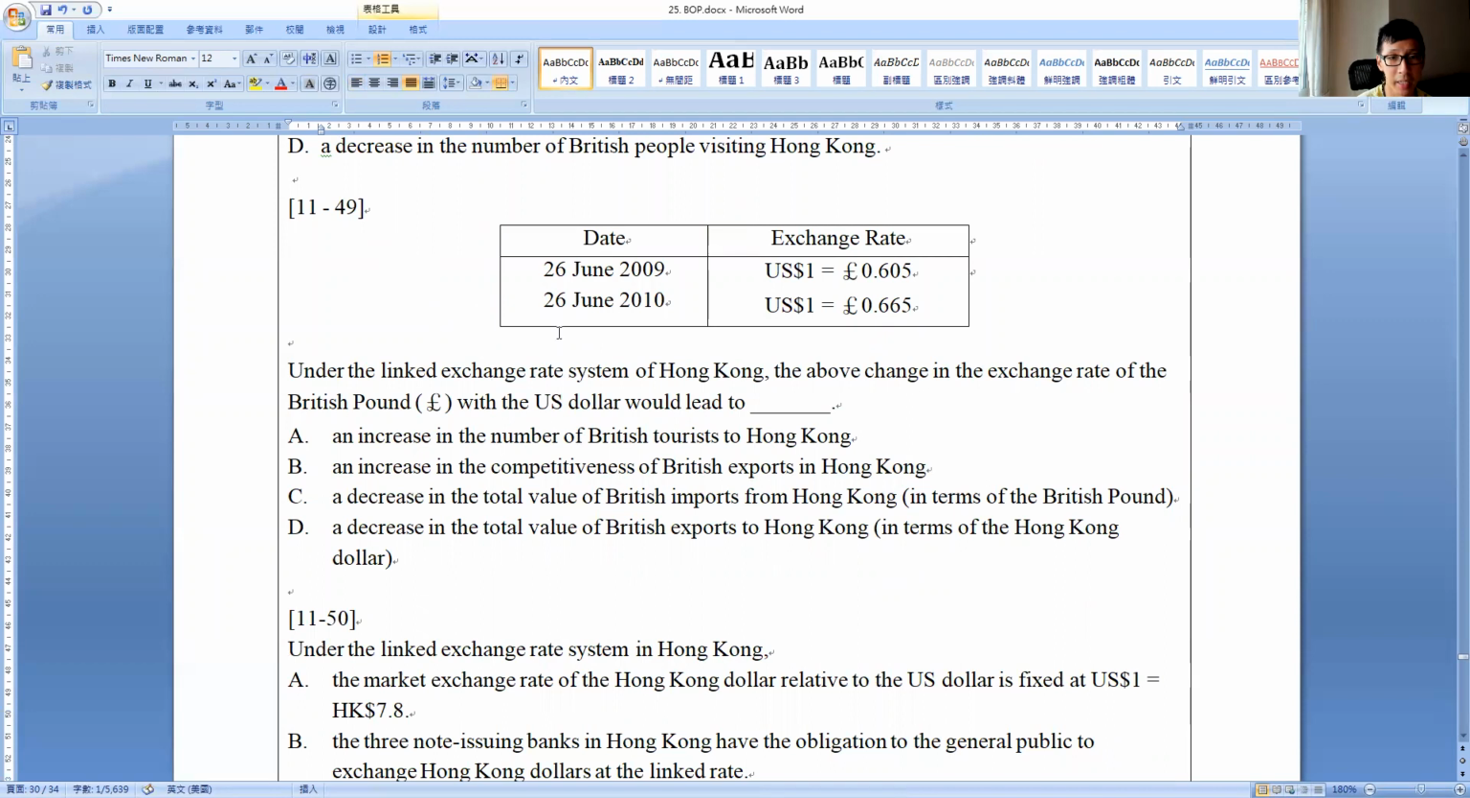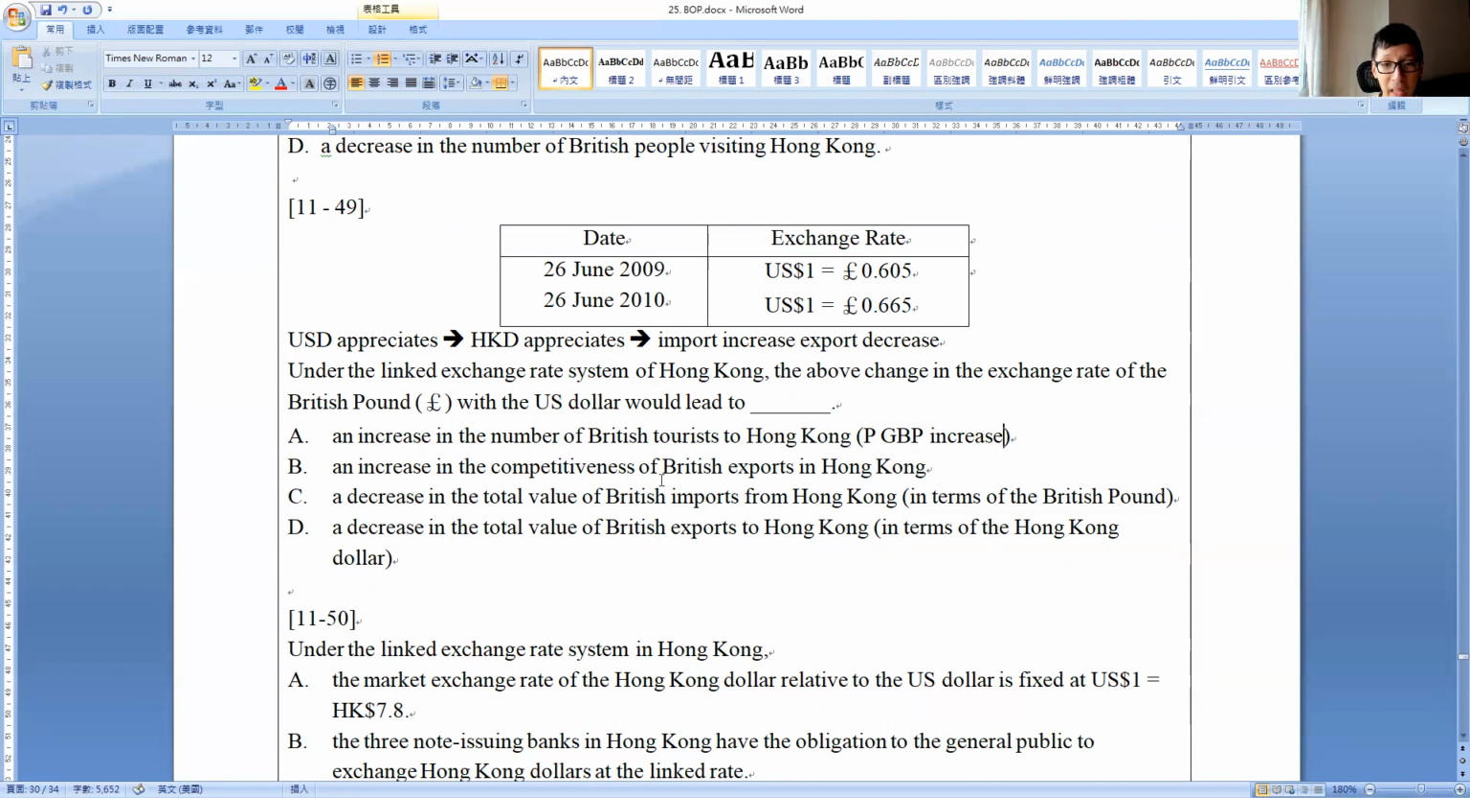Now, next question. Here, you are given a table, USD to British pound. You see in this table, USD has appreciated against the British pound, which means the Hong Kong dollar would also appreciate against the British pound, meaning our import increases, export decreases. Look at this: will it lead to an increase in the number of tourists to Hong Kong? No, we just talked about it. The price in terms of British pound would have increased, so there will be fewer tourists coming.